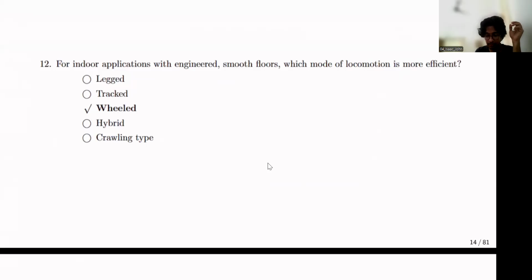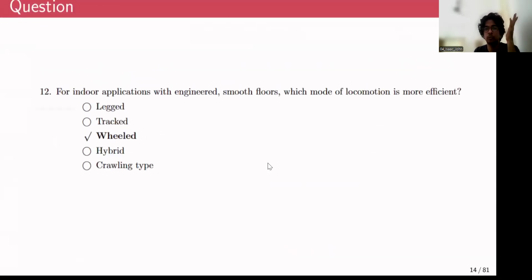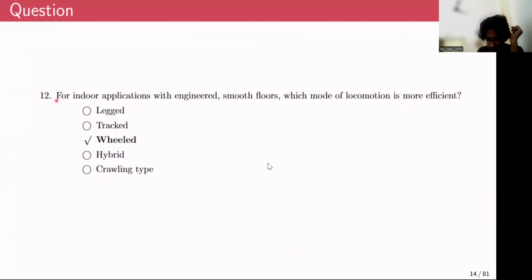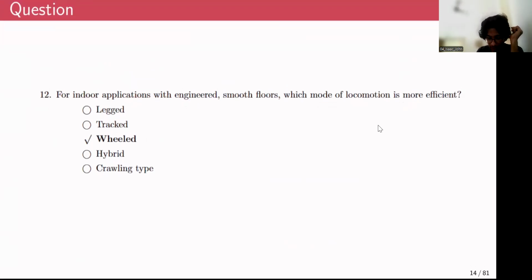So let's see a typical problem that you can encounter in the weekly quizzes from the topics of week one. The question is: for indoor applications with engineered smooth floors, which mode of locomotion is most efficient? This is pretty much straightforward. Out of all the examples considered, a wheeled robot is very efficient if the surface is very smooth.